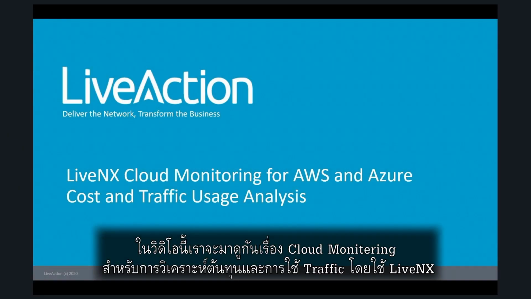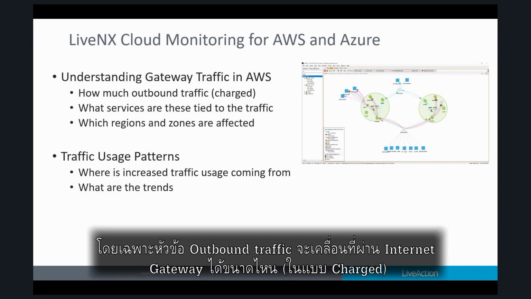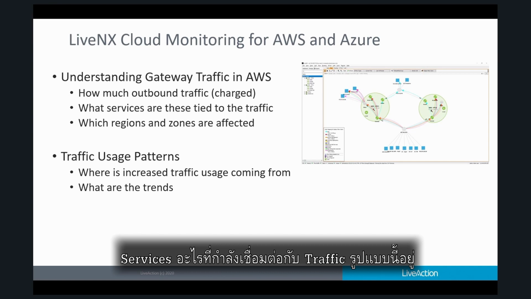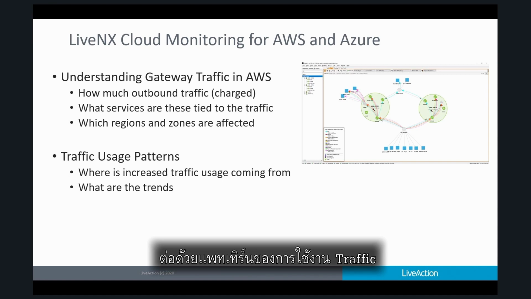In this video, we'll look at cloud monitoring from a cost and traffic usage analysis using LiveNX. So we'll look at understanding the gateway traffic, specifically, how much outbound traffic is going through things like Internet Gateway, which are charged back, what services are tied to this type of traffic, and then look at which regions and zones are affected. And then we'll look at traffic usage pattern.